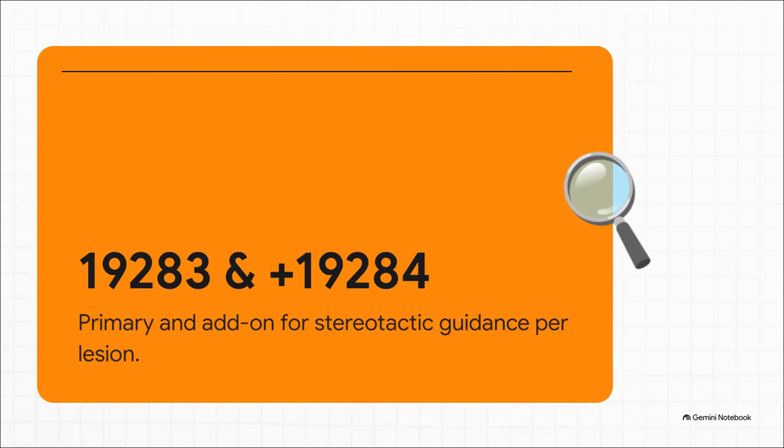Because stereotactic guidance was used for two completely distinct lesions, we accurately apply the primary code 19283 for that first lesion and the add-on code 19284 for the second one. Remember our golden rule here. We count the lesions, not the wires. And of course, the stereotactic guidance is what dictates this specific CPT family. I bet you nailed it.